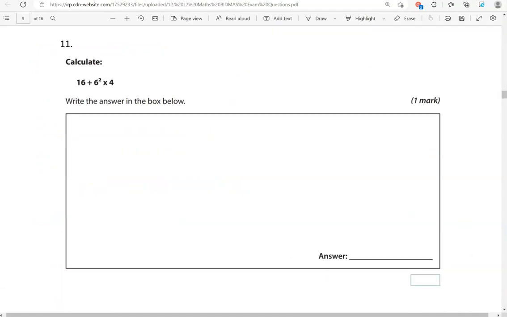Calculate 16 plus 6 squared times 4. Write the answer in the box below. So 16 plus 6 squared, that is 6 times 6, which is 36, times 4. So we've got addition and multiplication. We know that multiplication comes first, so we'll do 36 times 4 first.